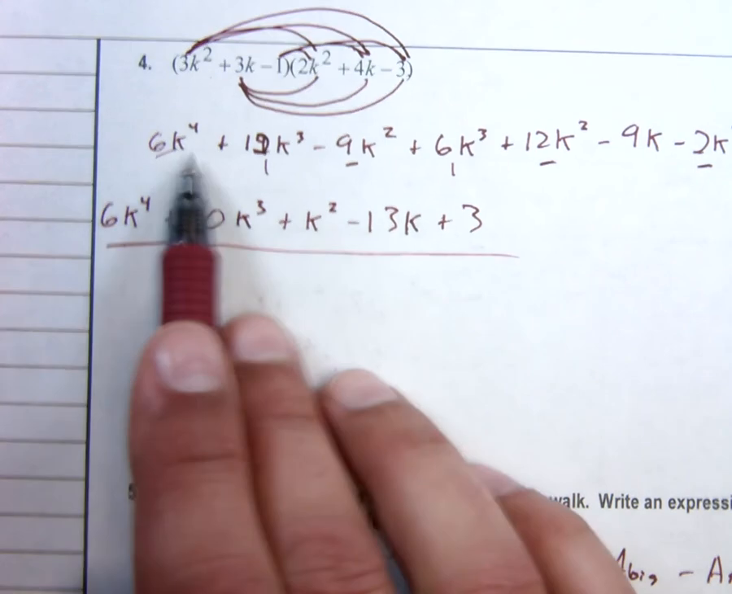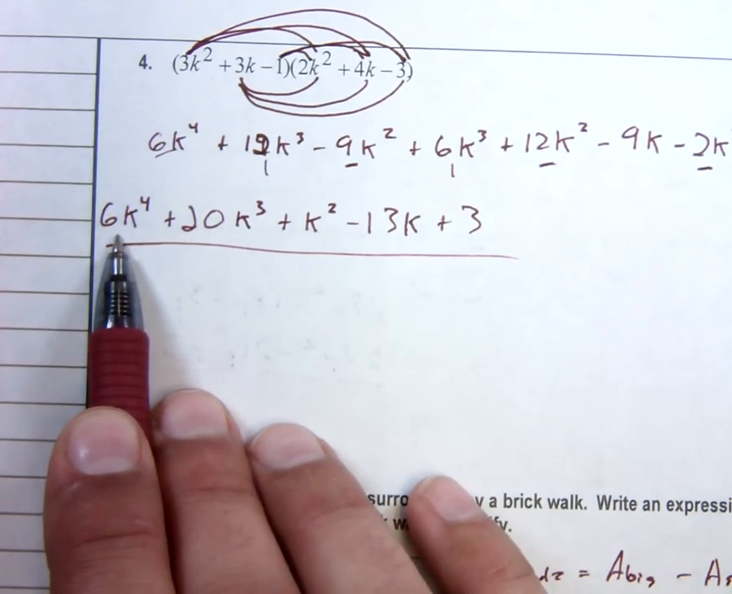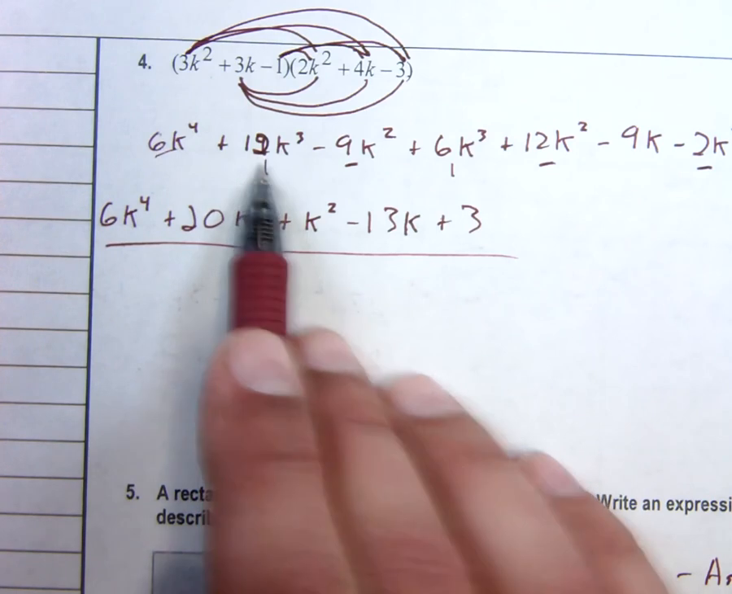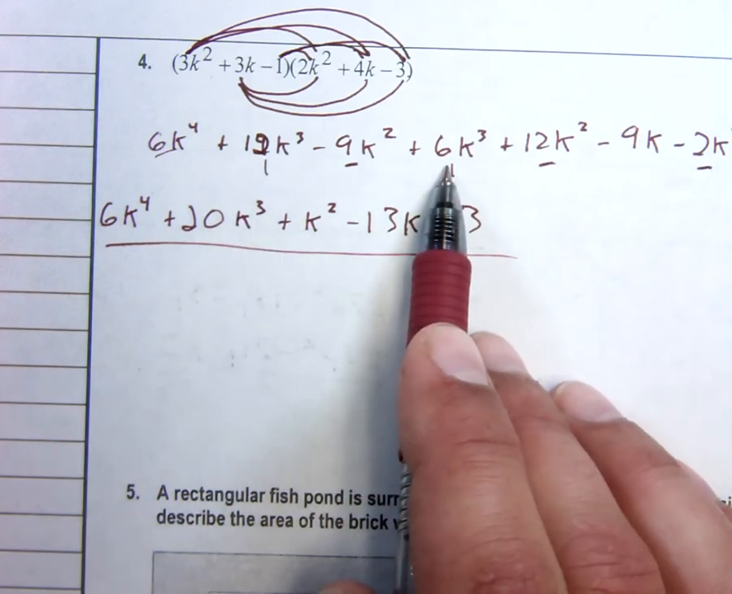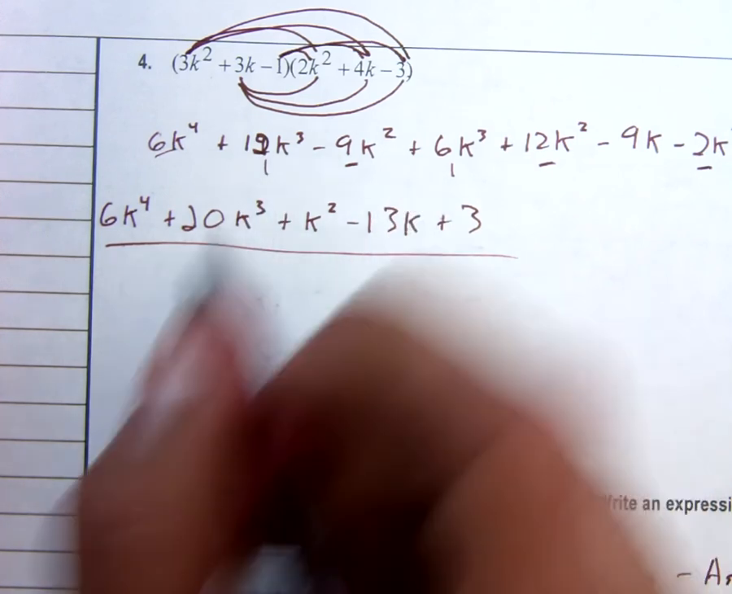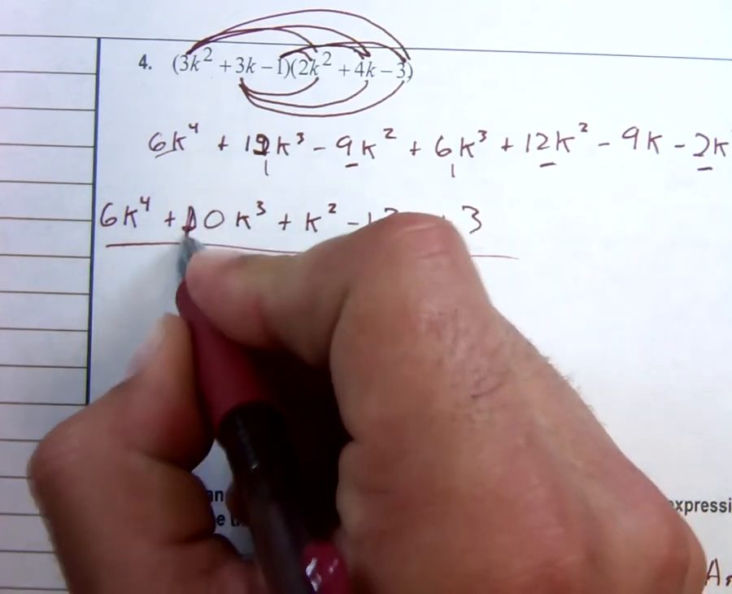So actually, I have to recalculate this. We got 6k to the 4th. That's the only k to the 4th. Now, k cubed. You have 12 here. We had 6 here, and I believe that's the only ones. So 12 plus 6, so this is not a 20. This should actually be an 18.